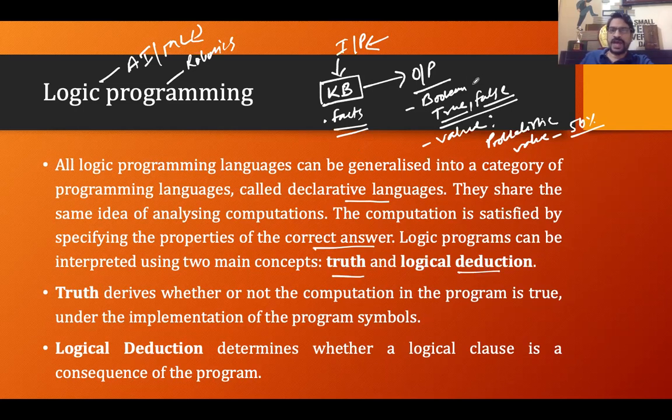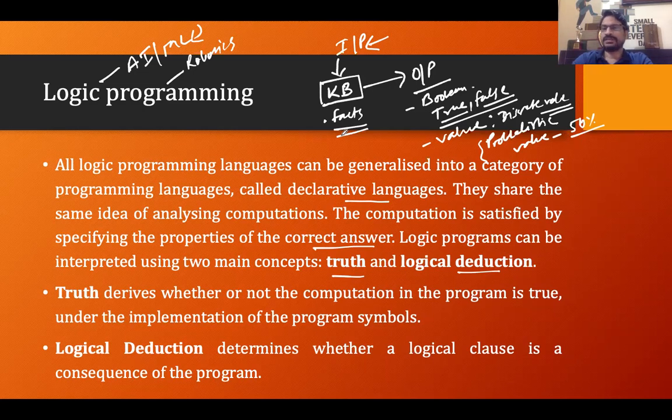Truth will give you the output as a Boolean value like true or false. And logical deduction will give you the output as, say, a probabilistic value or some discrete value. Discrete value means some value. Probabilistic value means some other value. Let's say you go to the doctor for some pain in my stomach. The doctor will observe it and give a conclusion based on his knowledge base that maybe there is some gas in my stomach, or maybe there is appendix trouble. But it will be made sure based on some test.